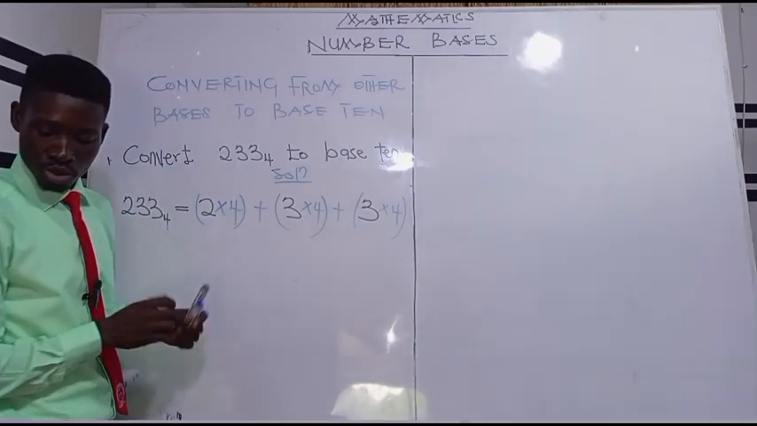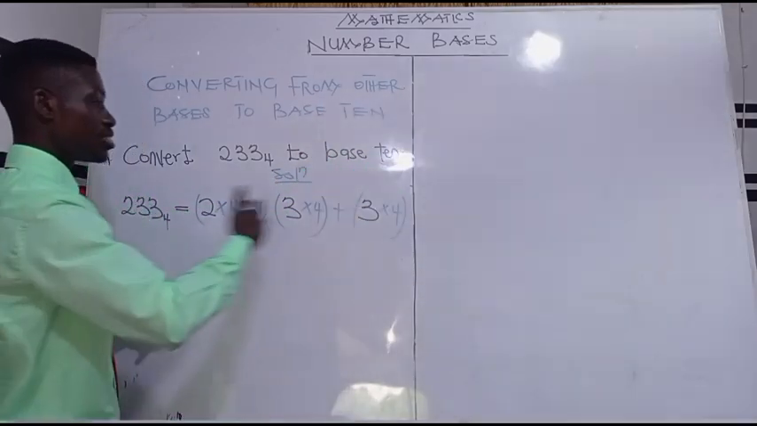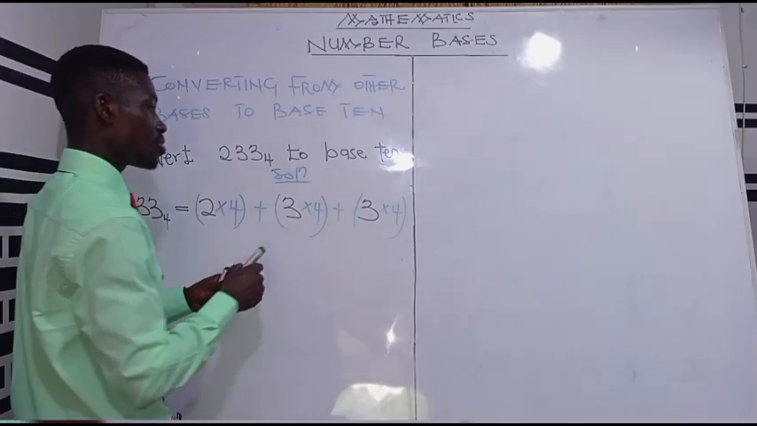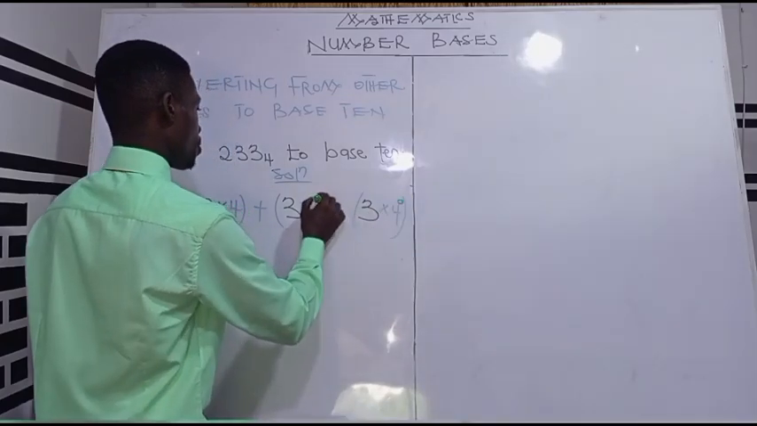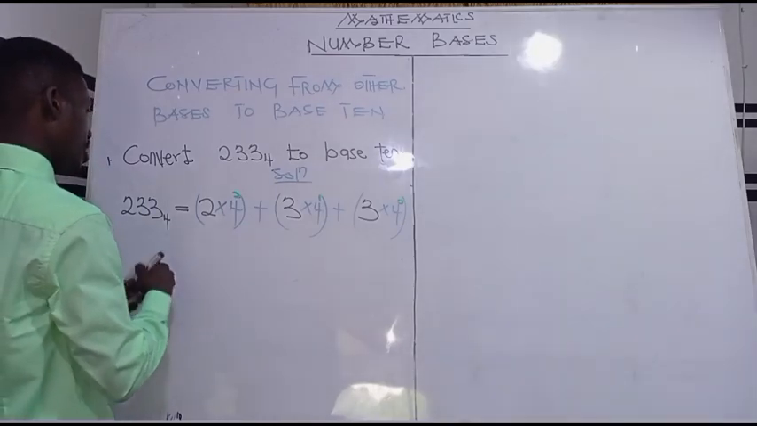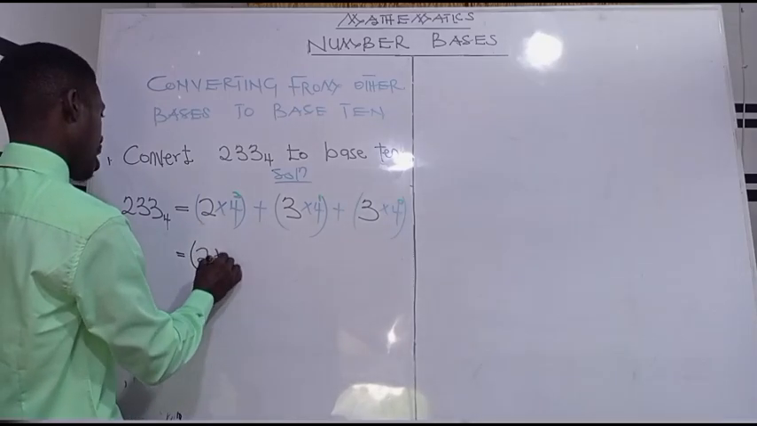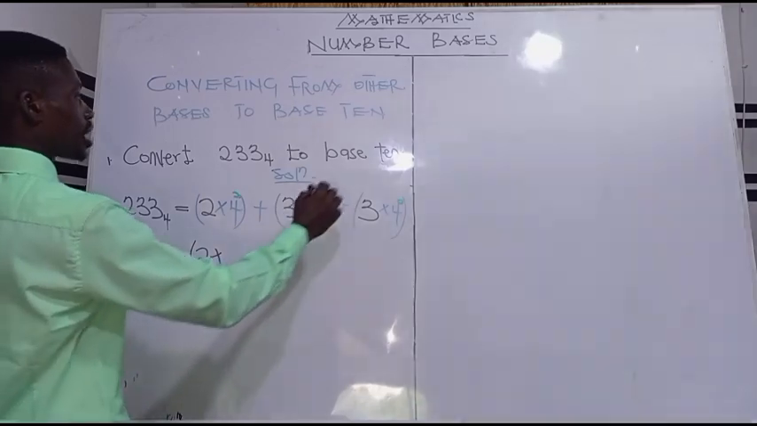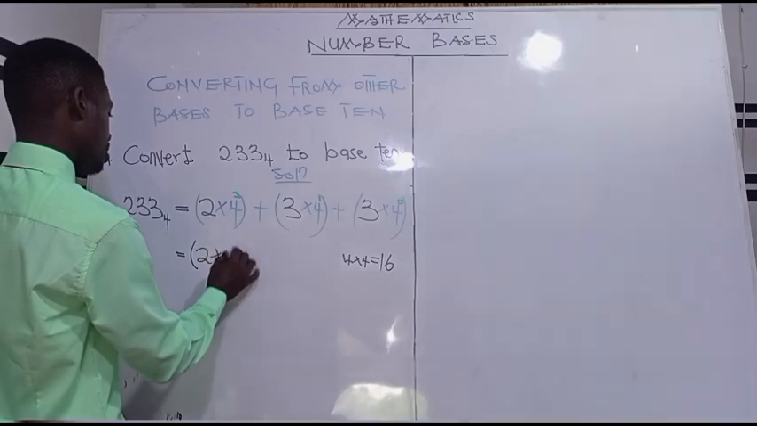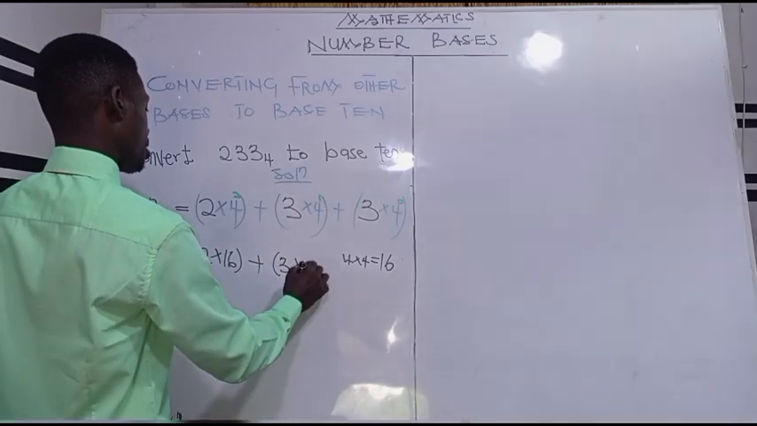So the next thing we are going to do is we are going to start counting from the extreme right to the left, starting from where? 0. So we are going to start counting from 0. So we have 0, 1, and then 2. So the next thing that we are going to do is simplification. So we have 2 times 4 power 2 means that 4 times 4. 4 times 4, and that is what? 16. So we have 16 plus 3 times 4 power 1 will give us 4.